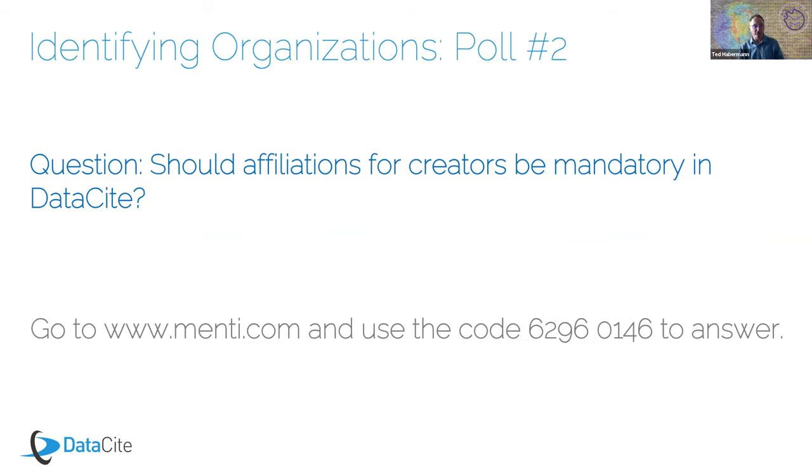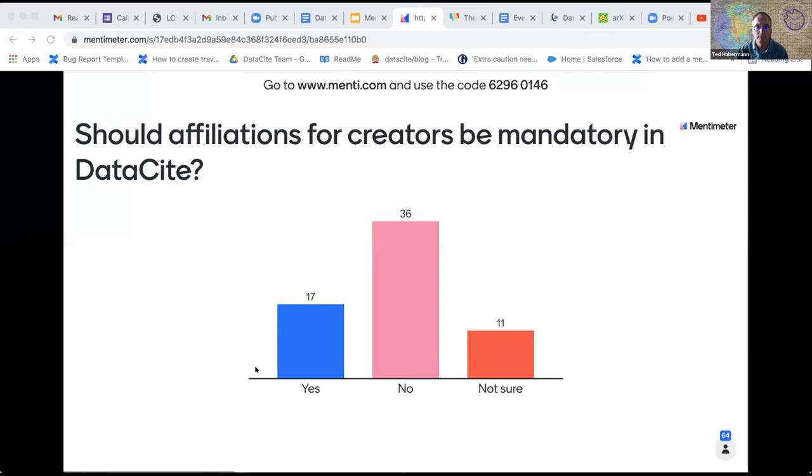So, second poll question. Because affiliations are so important and they're, as I said, unfortunately rather rare, they're in almost a quarter of DataCite metadata records. Some people think that those affiliations should be mandatory so that we could take advantage of the connections across the whole of DataCite. So that is the second poll question. Can you see it? Yes.